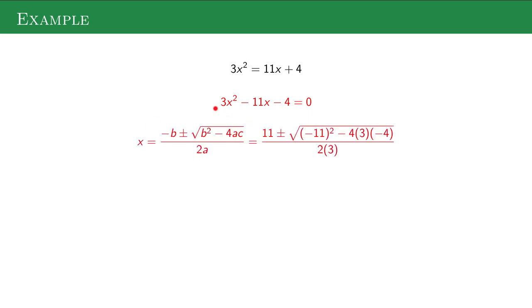And now I just write down my formula. B is negative 11, so I'm going to get negative negative 11, which is positive 11. Plug in b, plug in a, plug in c, plug in a. And then from here, it's just a bunch of simplifying.